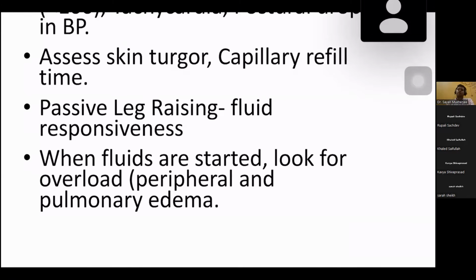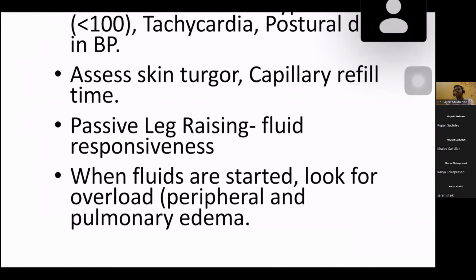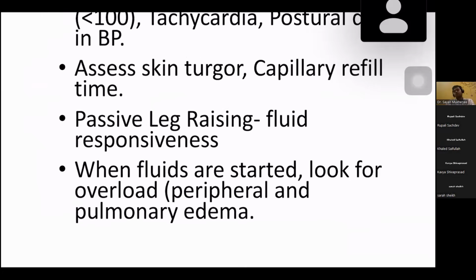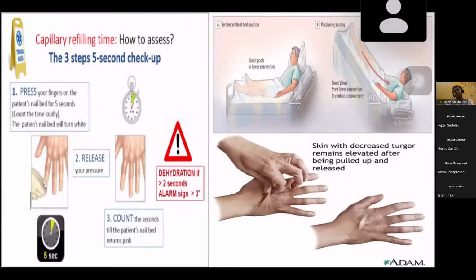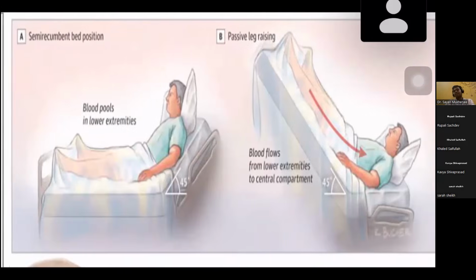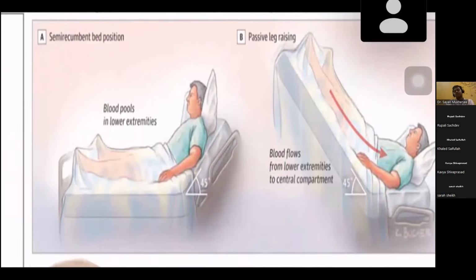So one other test that can be used in this context is called passive leg raising. So I told you, when we want to check for fluid responsiveness, we give a bolus of fluid. Generally, we give it from outside. We give maybe 250, 500 ml of saline. But there's one more test that you can do at the bedside instead of this. It's called the passive leg raising. So the patient is lying in this manner, and you raise his lower extremities.